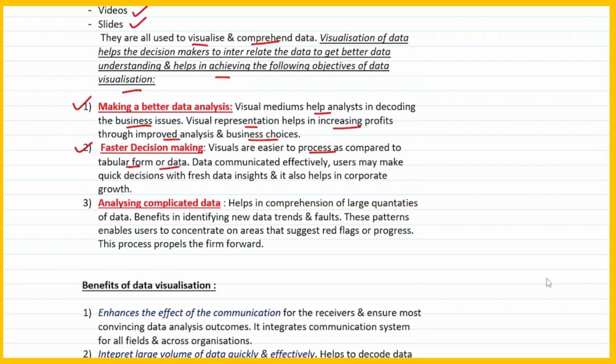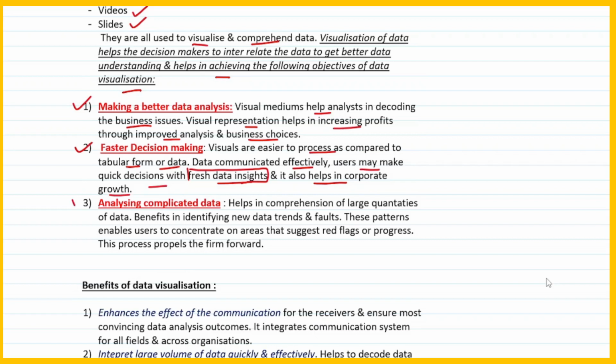Then it says data communicated effectively. Users may make quick decisions with fresh data insights. So how can quick decisions be made? They can be made through fresh data insights. Whatever is happening, if you get the real-time update, it's much easier for you to make quick decisions, and it also helps in corporate growth. So it does both jobs. First of all, it gives you good insights for quick decisions, and this will eventually help you grow your company. So that's what this talks about.